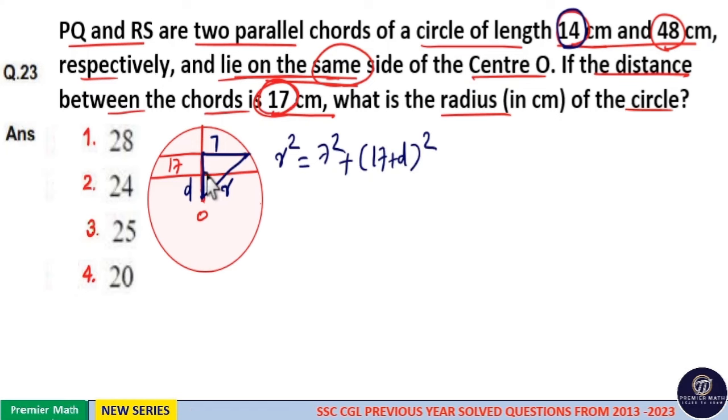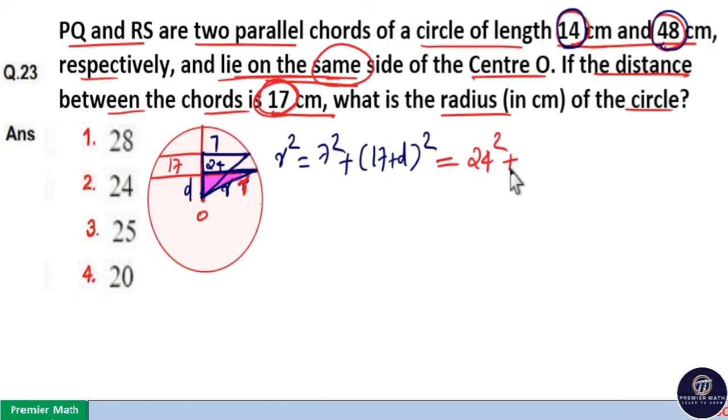Now, if you look at this triangle, this is also R. Now from the second triangle, this length is half of the second chord, that is 48 by 2, 24. Now from this triangle, R square is equal to 24 square plus D square.